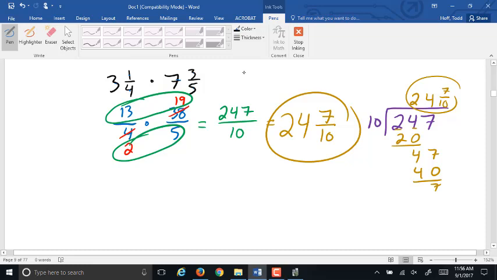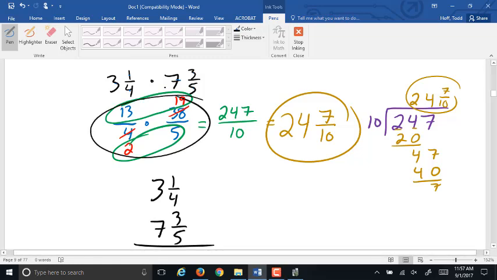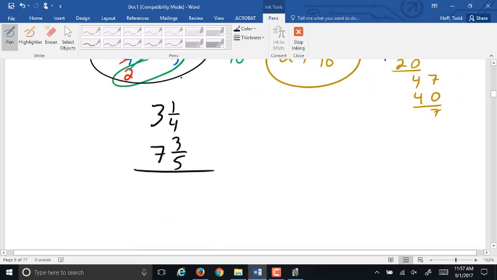Anybody curious as to how we would actually multiply those as mixed numbers? I say a couple of heads nodding. Why not? It won't hurt me. You don't have to write this down. I will never ask you to multiply mixed numbers. I'll ask you to multiply them, but we'll always do it as improper fractions. And you're going to see why in a couple of minutes.